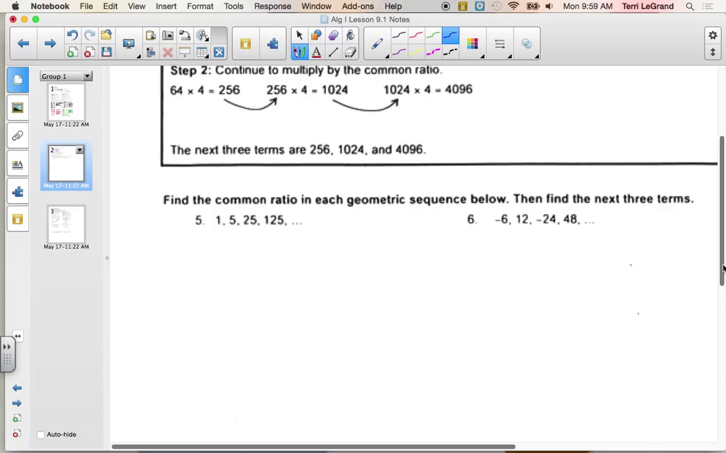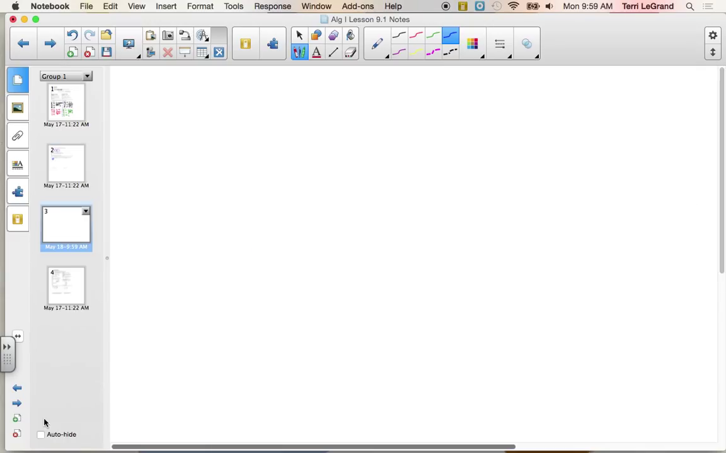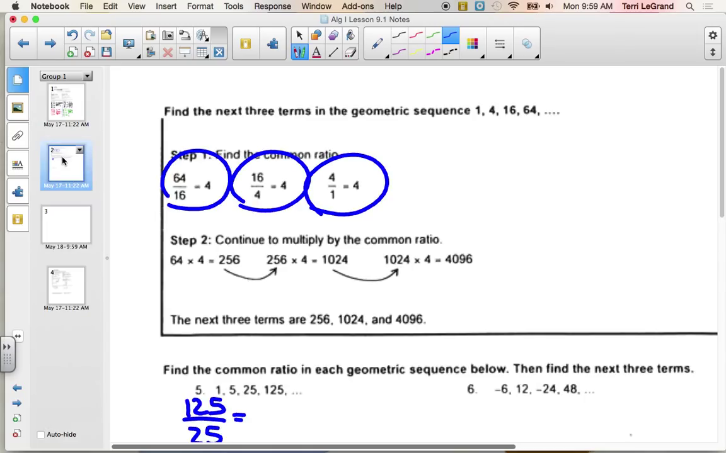So when we do number 5 here, they've already said, find the common ratio in each geometric sequence below. They've already told us it's a geometric sequence. So we can just set up one division problem to get our R value, our constant ratio, our common ratio. So which division problem do you want to set up? 125 divided by 25, okay. How many 25s are there in 125? 5.